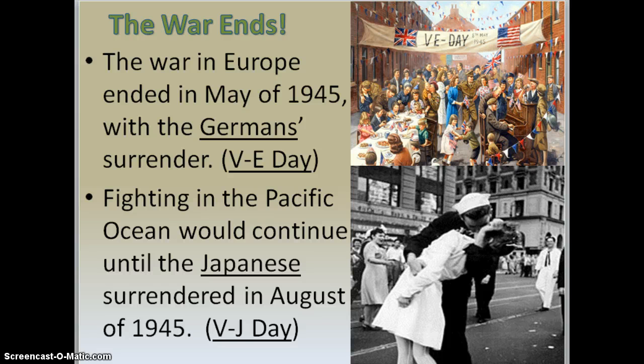Finally, in May of 1945, the Germans surrender to the United States, France, and Great Britain. We call this VE Day because it's victory in Europe. All that surrendered were the Germans. Hitler committed suicide and the Germans surrendered. We did not have VJ Day, or the victory over the Japanese, until August of 1945.